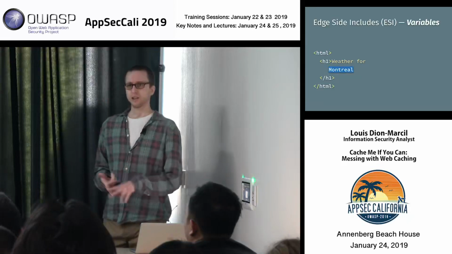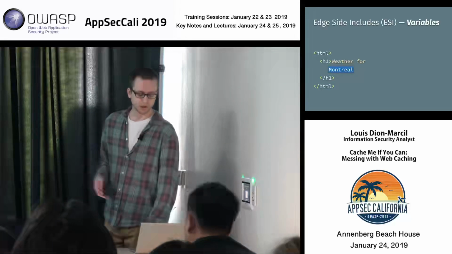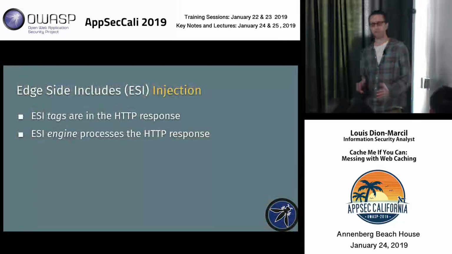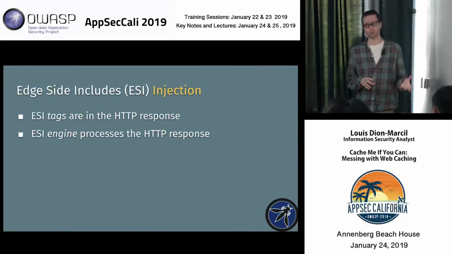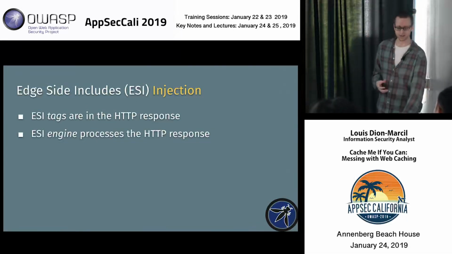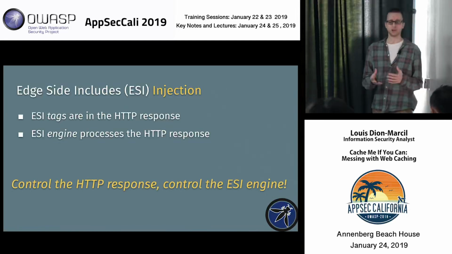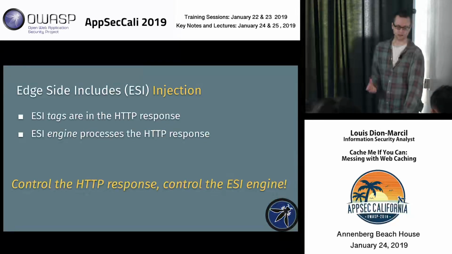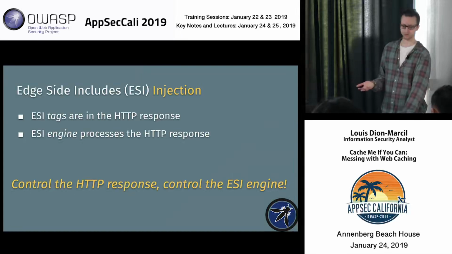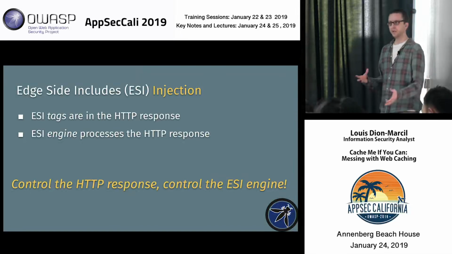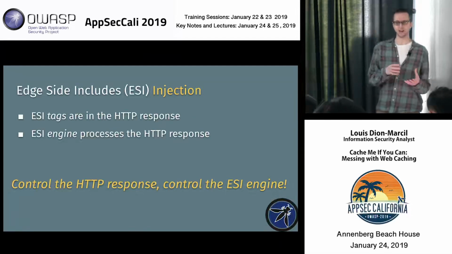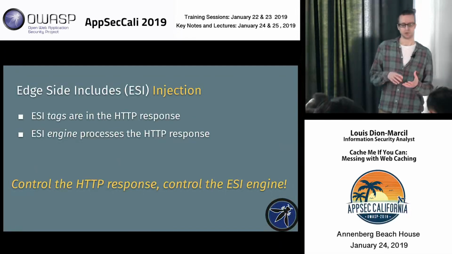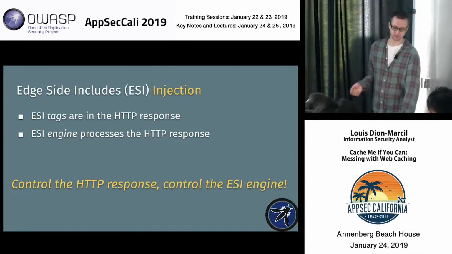So now we know about ESI includes, we know about ESI variables, so what can we do with this? Well, this gives us two facts. We know that ESI tags are sent inside the HTTP response, and we know that the engine is going to process the HTTP response, and that kind of means one thing. If you control the HTTP response, you control the ESI engine, and by definition, the cache server. So that's kind of huge. When you think about it, it's like XSS, where if you control the HTTP response, you control the HTML, and by definition, the browser. But we're not attacking the browser, we're attacking the cache engine, which in my opinion is much more dangerous.